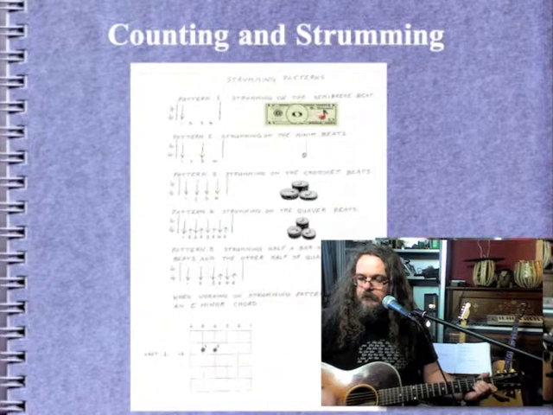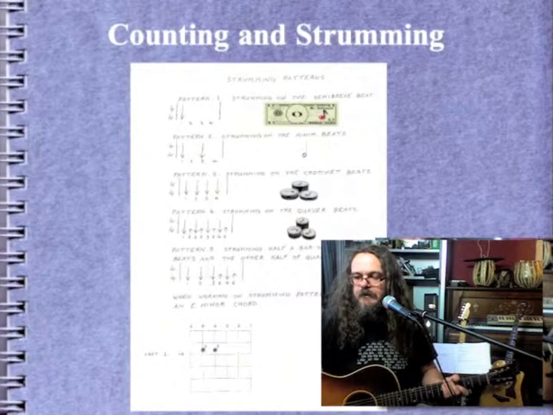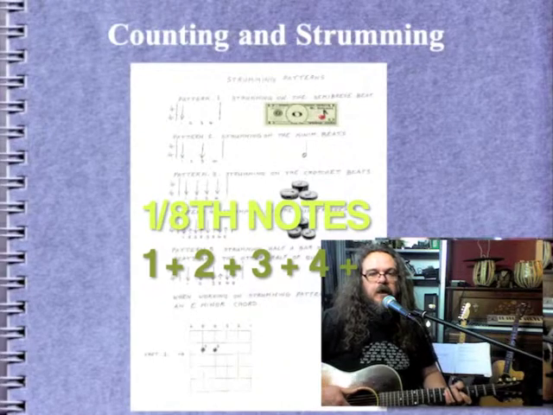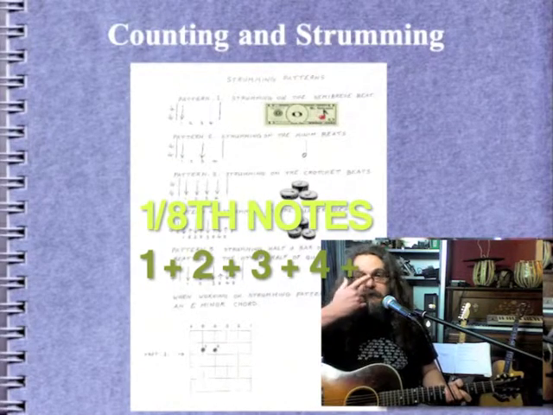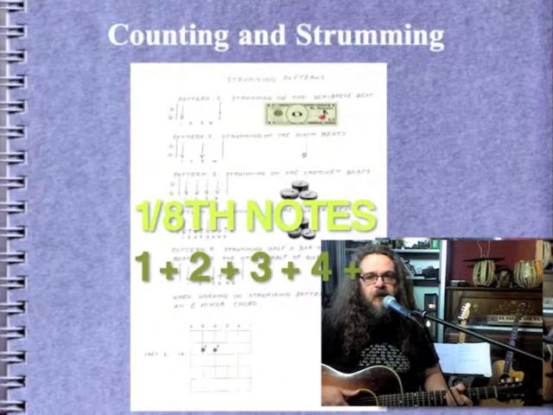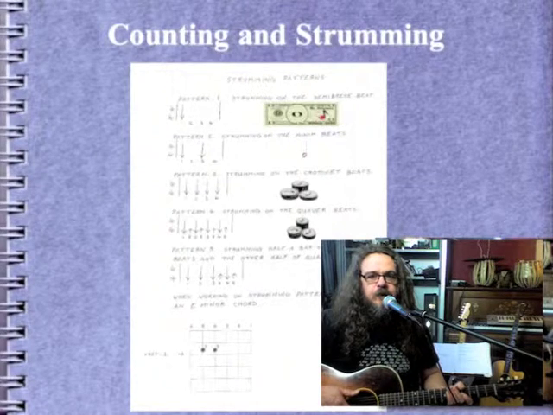1 and 2 and 3 and 4 and so that's strumming on the quarter notes. And then next we have strumming a half bar of quarter notes and a half bar of 8th notes.